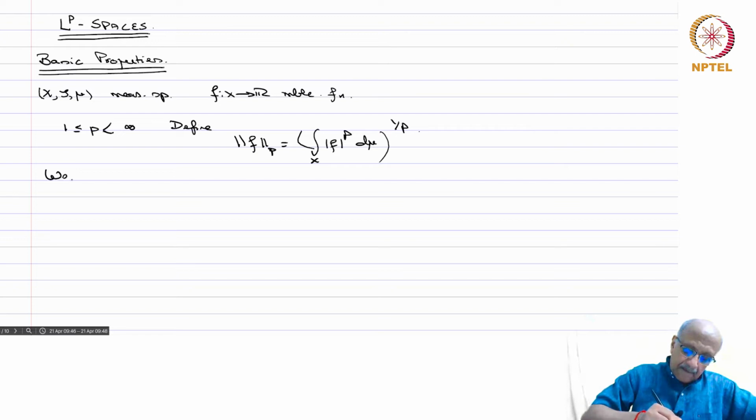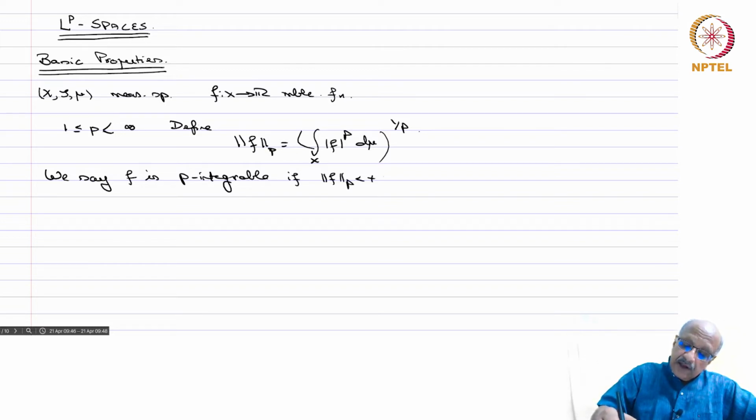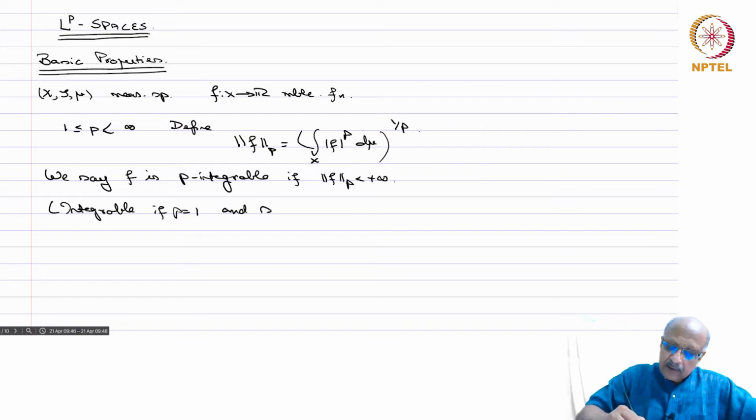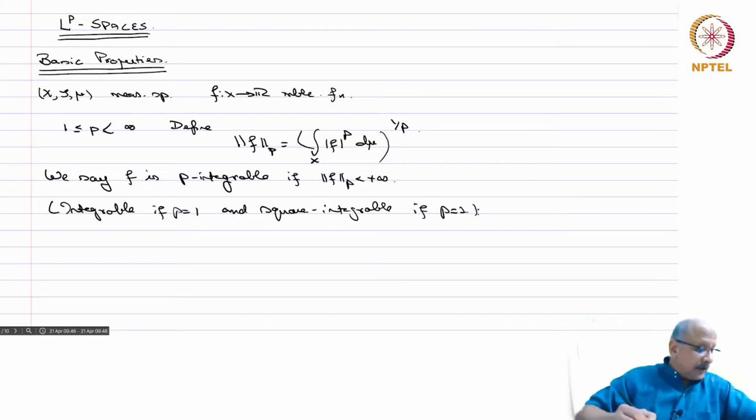So we say f is p integrable if the norm of f in p is finite. So integrable if p equals 1. When p equals 1, this is just the notion of integrability, and square integrable if p equals 2. Otherwise we call it p integrable.